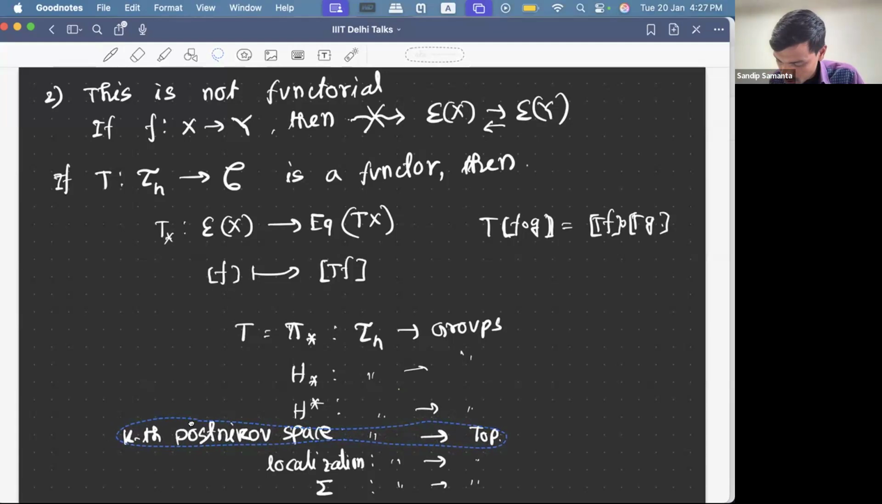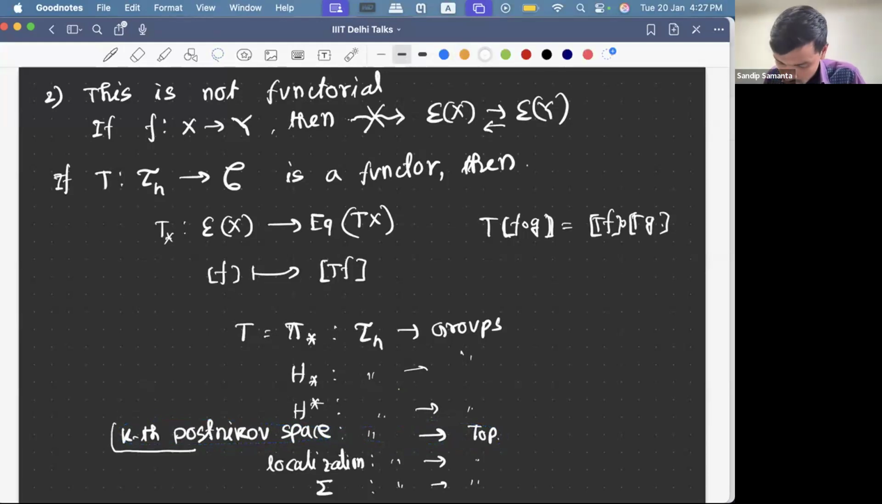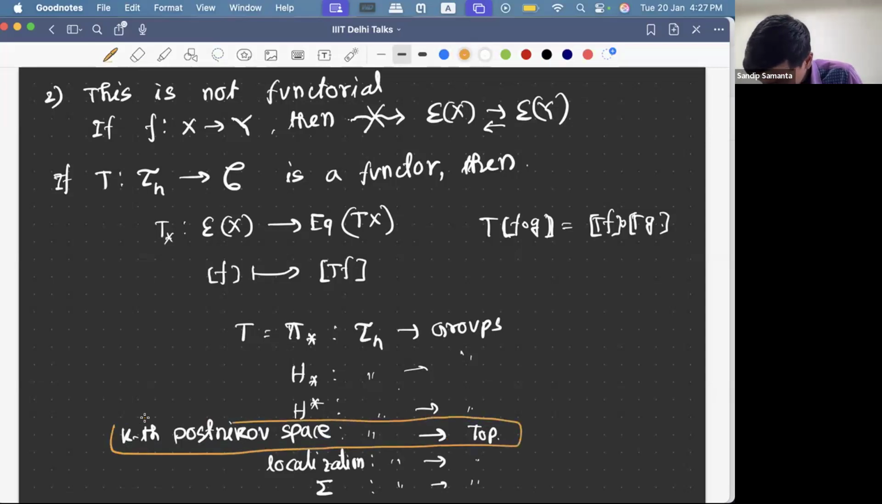Okay, sorry. We'll see the calculation in the next talk. Somehow it's not properly working. Okay, this is very important in our case. We'll see specific examples and computations using this Postnikov space functor.